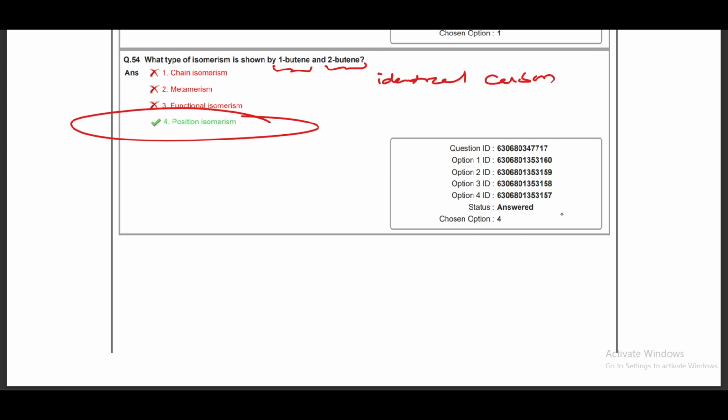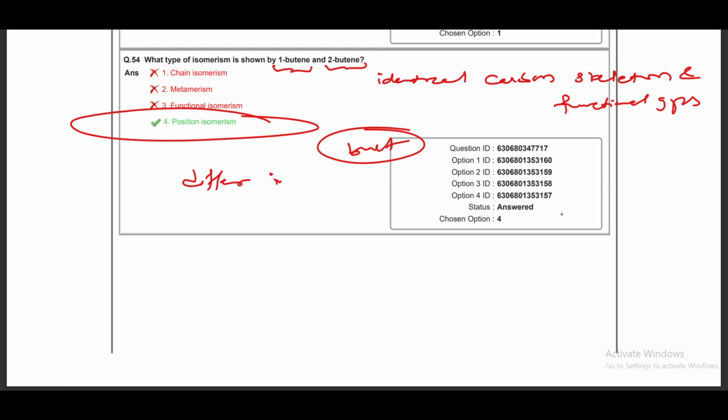What are position isomers? They have an identical carbon skeleton and identical functional groups, but differ in the location of the functional groups in the chain. We will discuss 1-butene and 2-butene later.